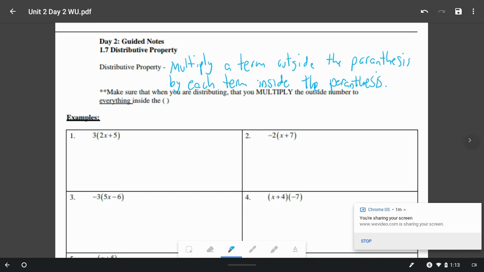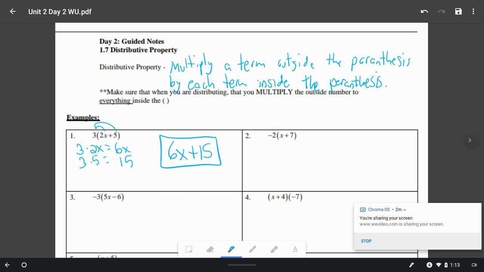So if we take a look at this first example, this 3 is its own term, and it should be multiplied by the 2x and by that positive 5. So there's 2 terms inside that parenthesis that both need to be multiplied by the 3. So if we do 3 times 2x and we multiply those, that'd be 6x. And if we do 3 times 5, that'd be 15. So we need to put both those together, and that would be 6x and a positive 15. So that's how we would write it in the end.